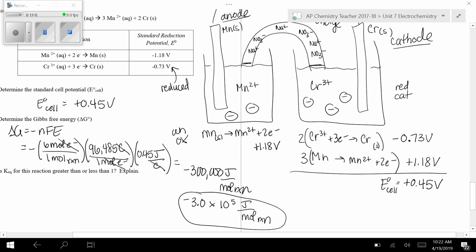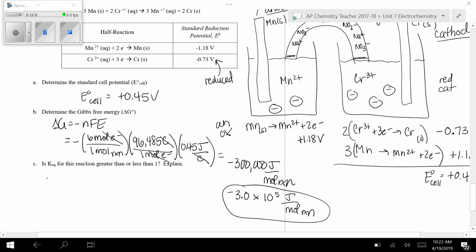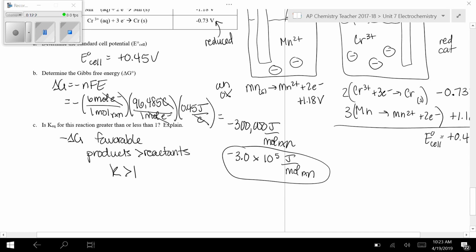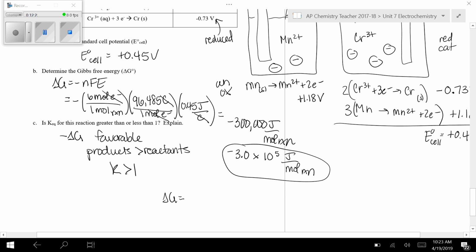Since I have a negative delta G, this is going to be a favorable reaction, which means I'm going to end up with more products than reactants at equilibrium. And so my K value would be greater than 1. If I wanted to find the value of K, I could use this equation, delta G equals negative RT ln K. I don't have to find the value, though, here. I just have to say, is it greater than or less than 1?